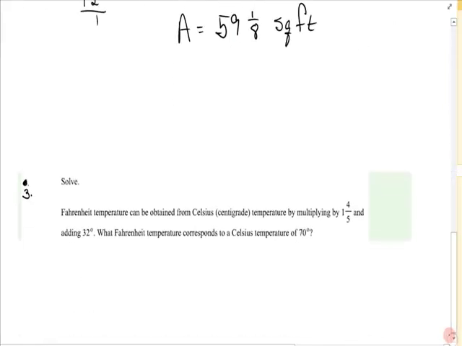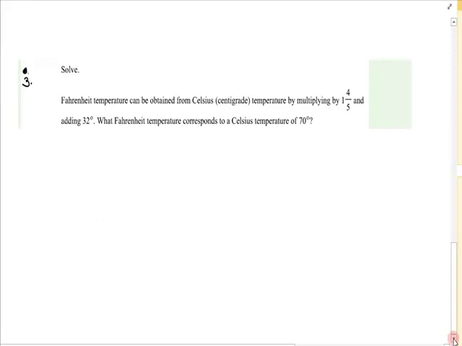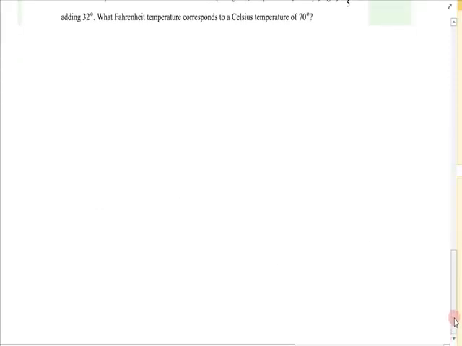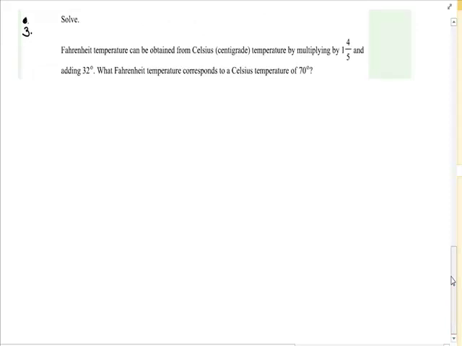Okay, let's just look at one more. So we've done a lot of multiplying and dividing. It says Fahrenheit temperature can be obtained from Celsius or centigrade temperature by multiplying by 1 4/5 and adding 32. What Fahrenheit temperature corresponds to a Celsius temperature of 70? They say to take the 70 and multiply it by 1 4/5. When I get an answer, I will then add 32. So let's see what we get for the first part.